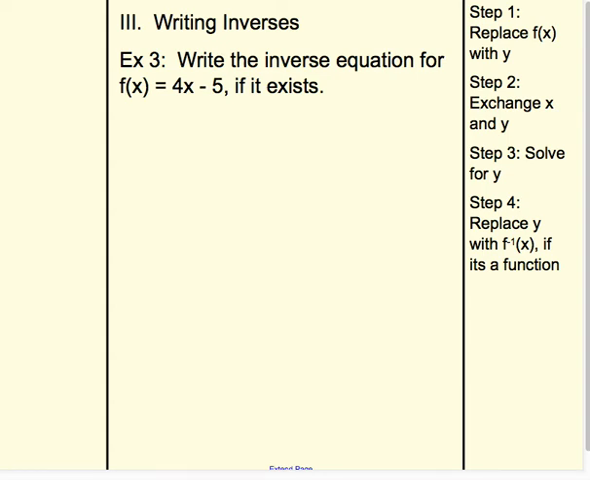Next, we're going to take a look at writing the inverse equation for a function. So I have the steps listed off to the side for you because it can be kind of complicated to keep track of, and as another reminder of what you should be doing with this right-hand column. As I talk through the process, when I explain the steps, you should be writing those steps in the right-hand column. So the first thing we need to do, step 1, replace f of x with y.